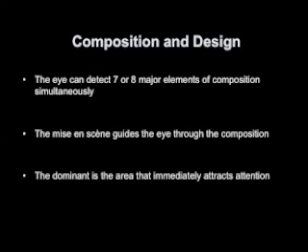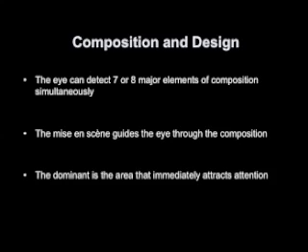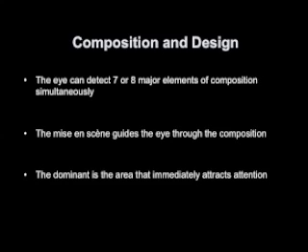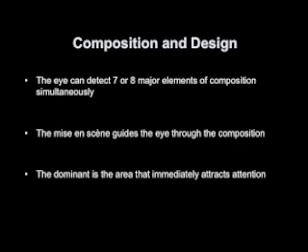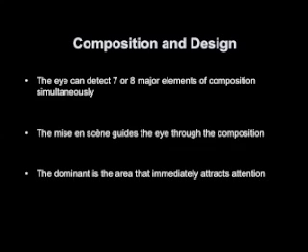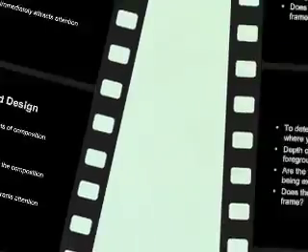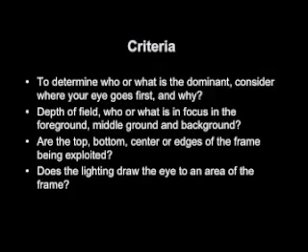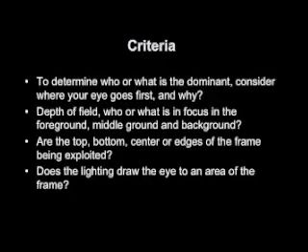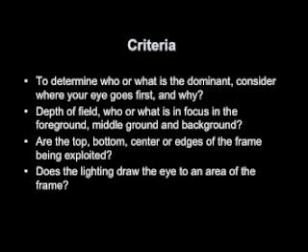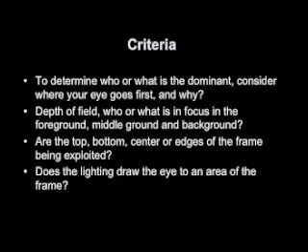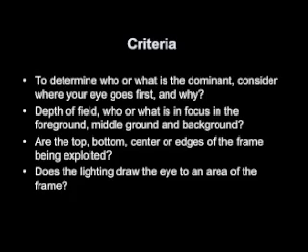Composition and design. The eye can detect 7 or 8 major elements of composition simultaneously. The mise en scène guides the eye through the composition. The dominant is the area that immediately attracts our attention. Here's the criteria for our analysis of the dominant. To determine who or what is the dominant, consider where your eye goes first and why.